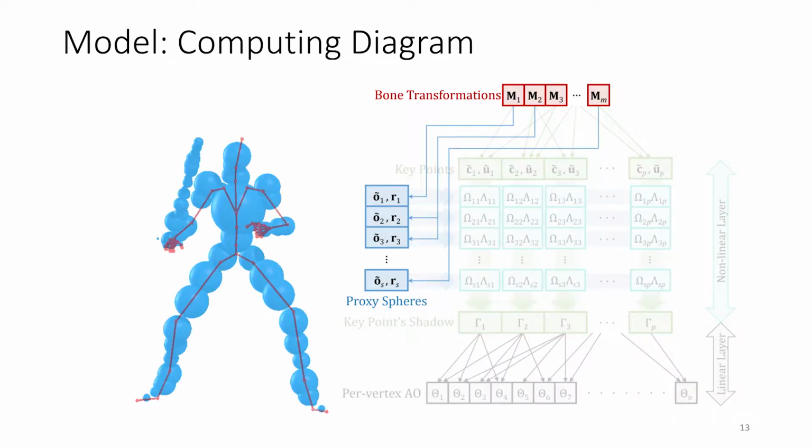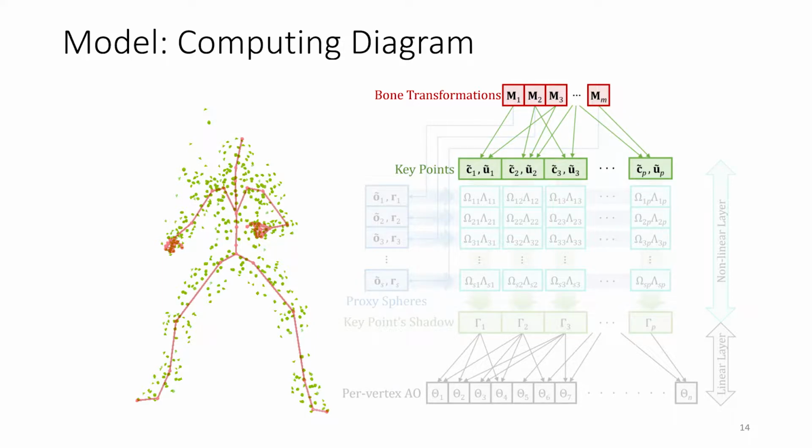The input of our model is bone transformations. They drive the transformations of proxy spheres, resulting in changes to their centers. Notice that bone transformations are rigid, so the radii of the spheres do not change. Bone transformations also drive transformations of key points, resulting in changes to their positions, as well as their normals.